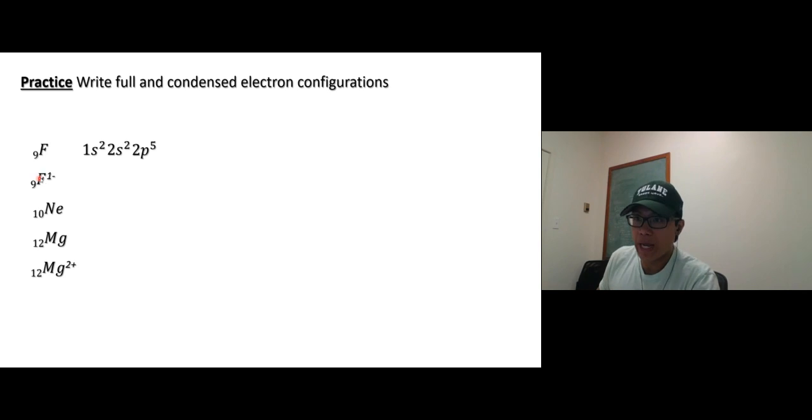Now, fluoride. There's fluorine with a negative charge. We call it fluoride. Fluoride has a negative 1, which means 1 more electron, right? So everything else is going to be the same, and then add 1 electron to the valence shell. All right, neon has 10: 1s2, 2s2, 2p6.